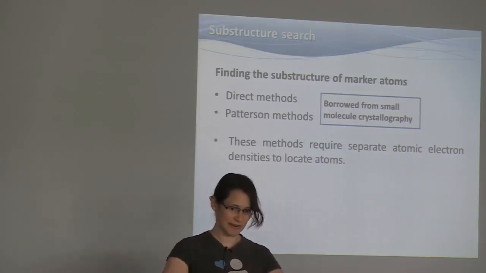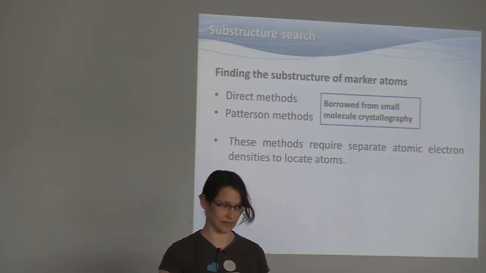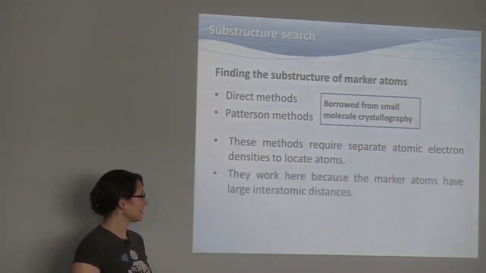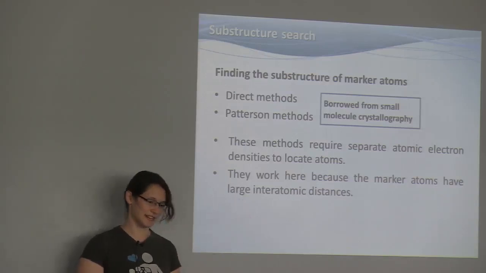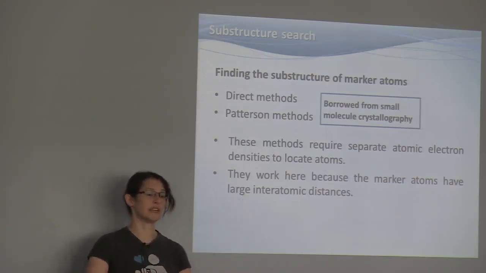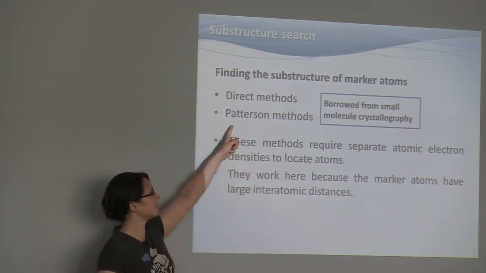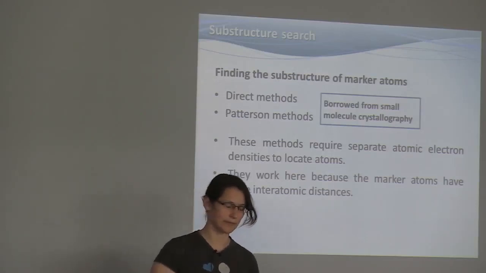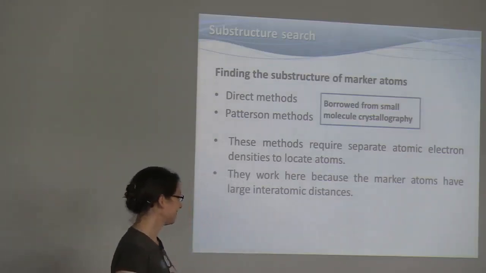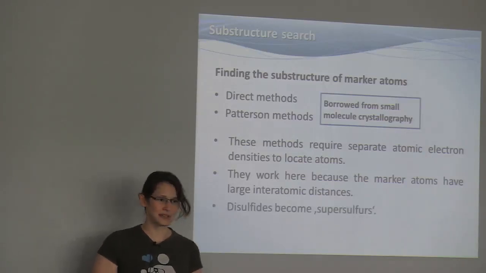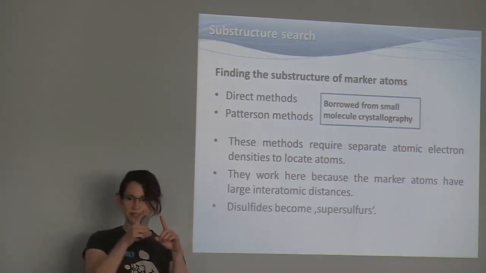I will cover this in great depth next week. But for now, let's say the marker atoms usually have large distances, and the anomalous signal only corresponds to them, and hence we can borrow these methods to find the positions of the substructure. Disulfides. They are pretty close, aren't they?